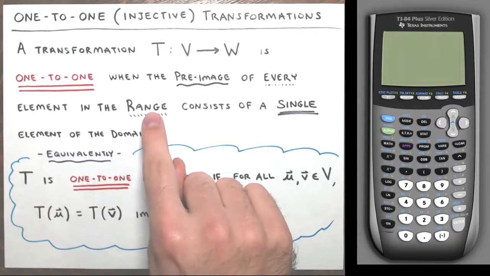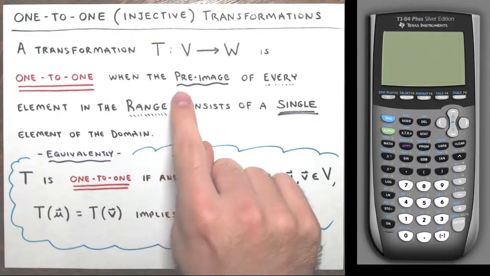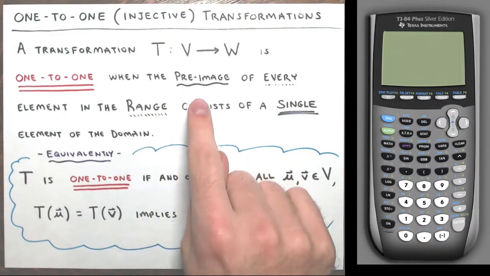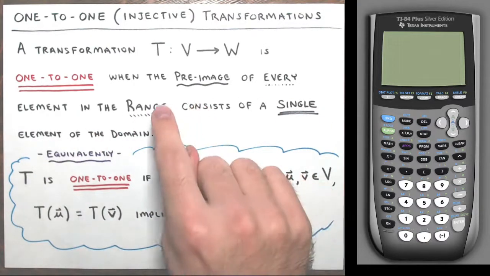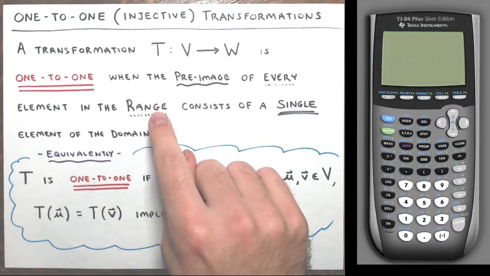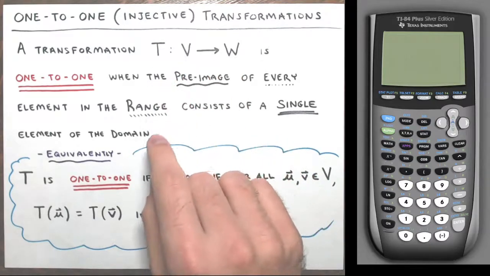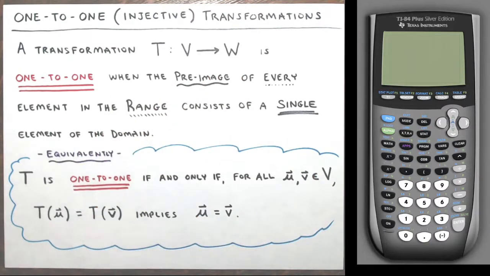So if you look at every output, every value, every element that's in the range, its pre-image consists of a single element in the domain, meaning that every value in the range is mapped to by T by a single element in the domain.